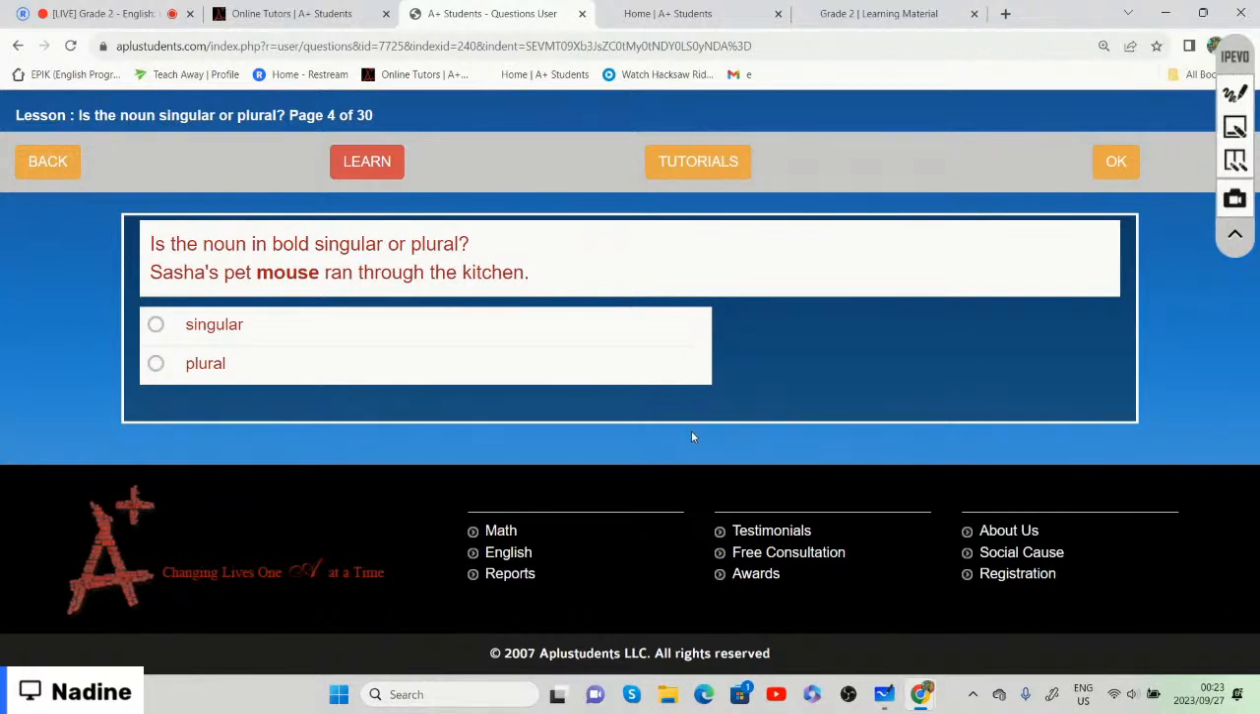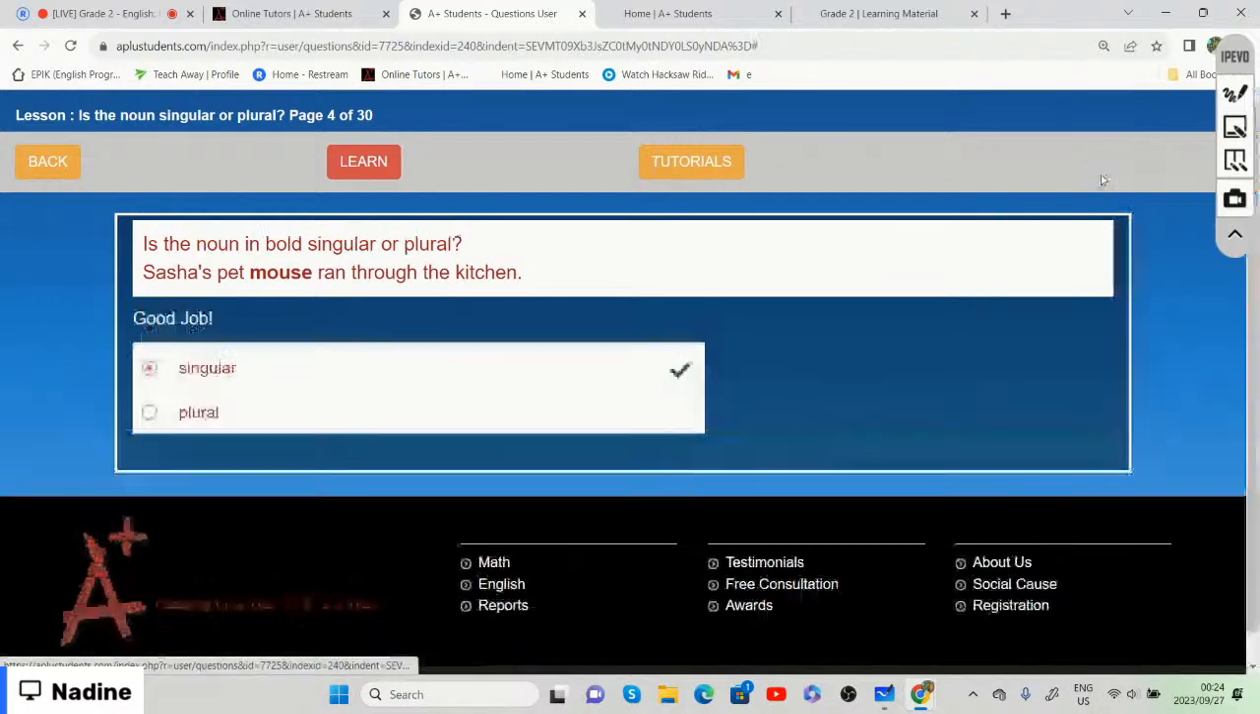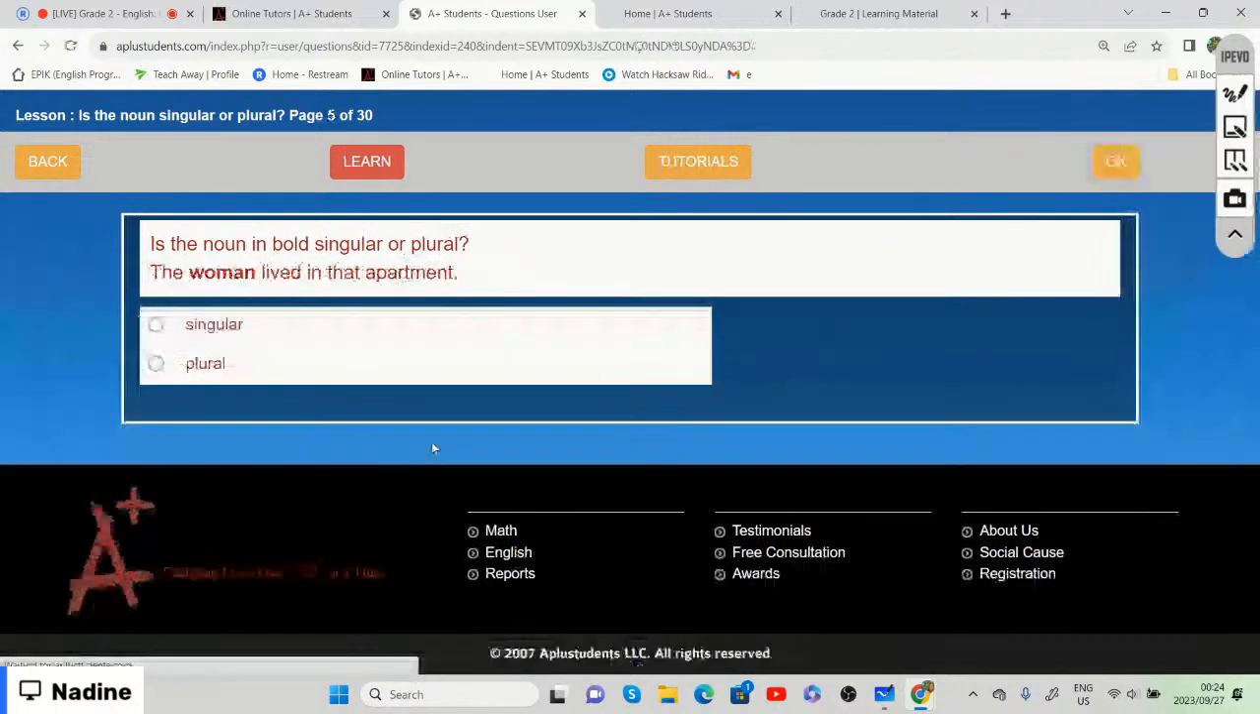All right, so if we look at the word mouse, right? Mouse refers to one little pet, right? So we're going to say it is singular because the plural of mouse is mice and singular is correct. All right, we're going to do one more.